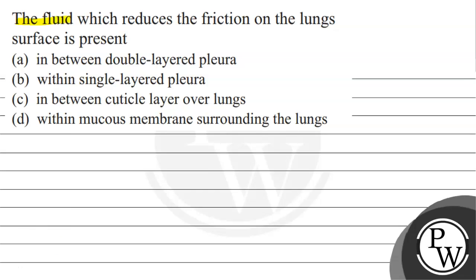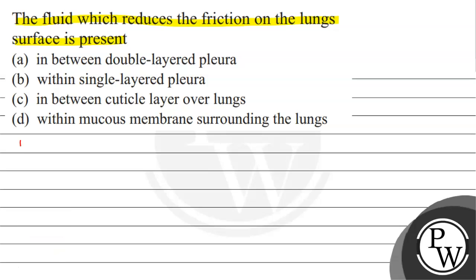The question says the fluid which reduces the friction on the lungs surface is present. Question पूछ रहा है कि lungs surface पे जो fluid present होता है वो lungs के function के वक्त उसमें produce होने वाले friction को कम करता है and ये fluid actually कहाँ present होता है? A either in between the double layered pleura, B within single layered pleura, C in between the cuticle layer over the lungs and D within mucous membrane surrounding the lungs.